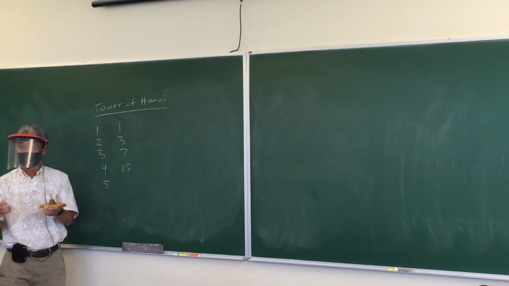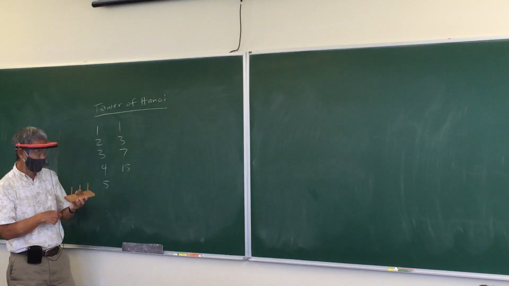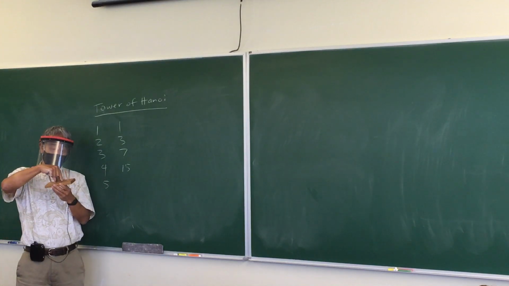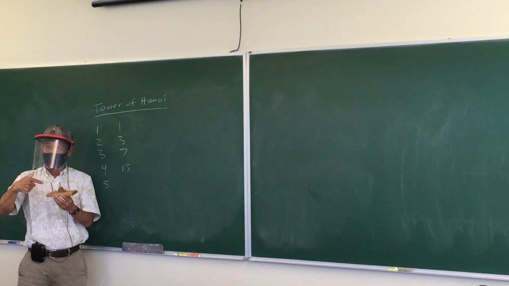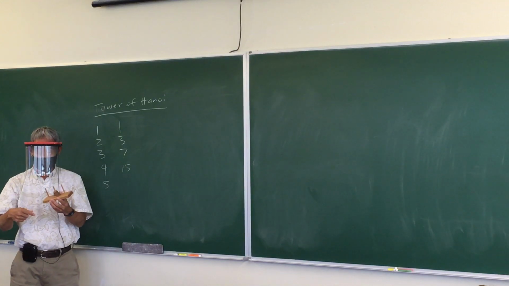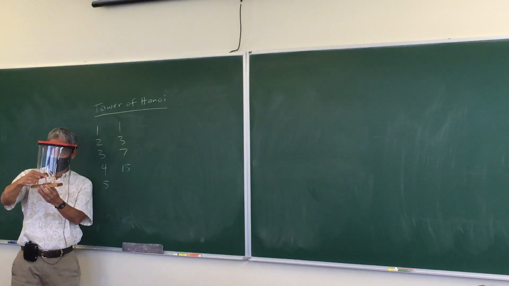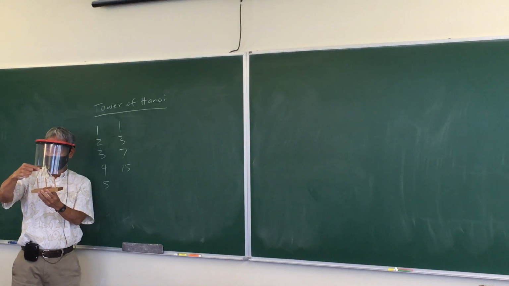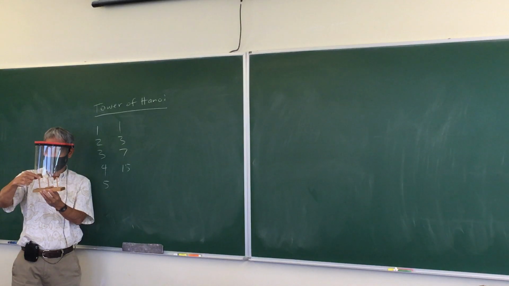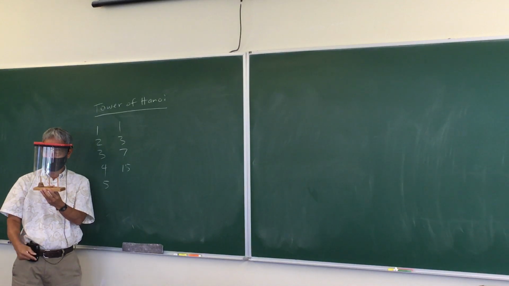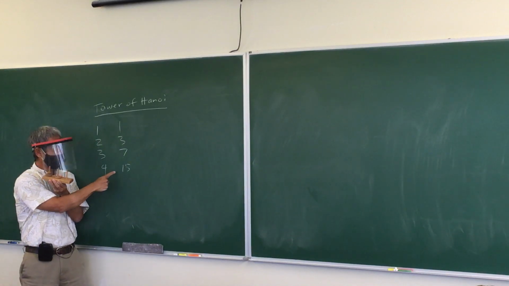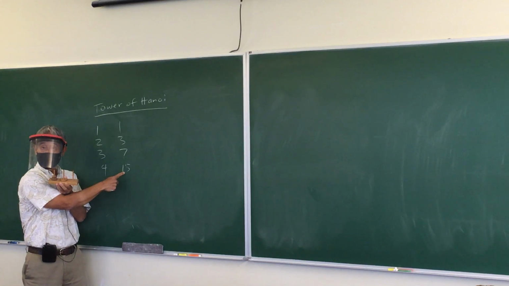Okay, now let's use some mathematical ingenuity here. Look, I'm not gonna do it because the more you have on here, the longer it's gonna take. So maybe we can go, well, you see this 4 on the top here? Without actually doing it, how many moves will it take to move these 4 to a different peg over here? 4 disks takes 15 moves, right?